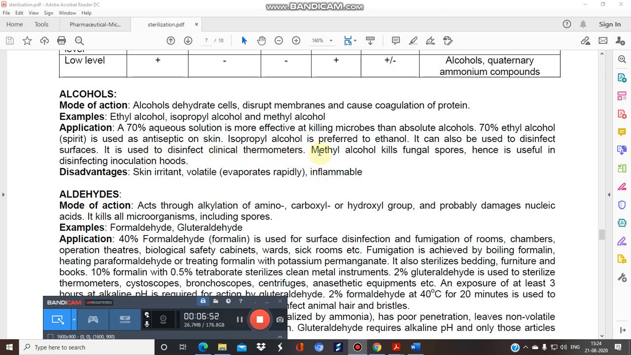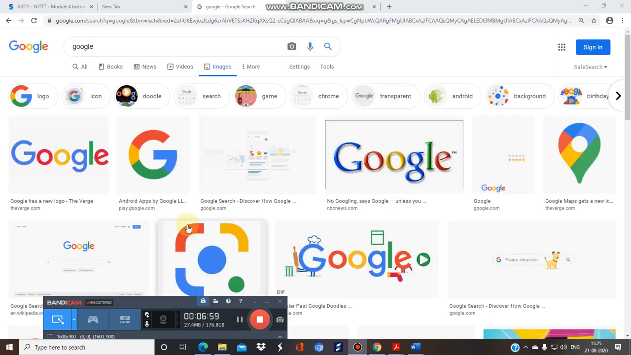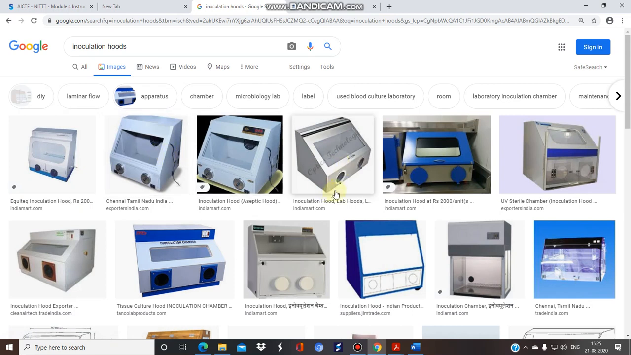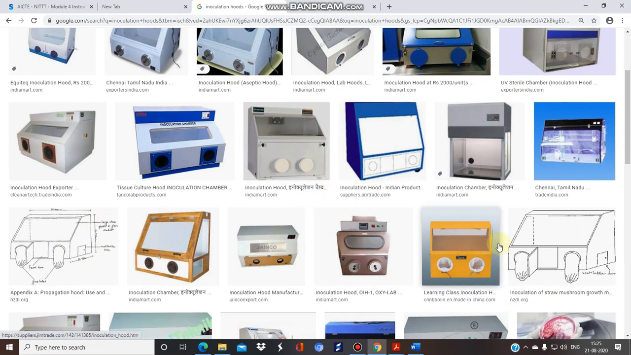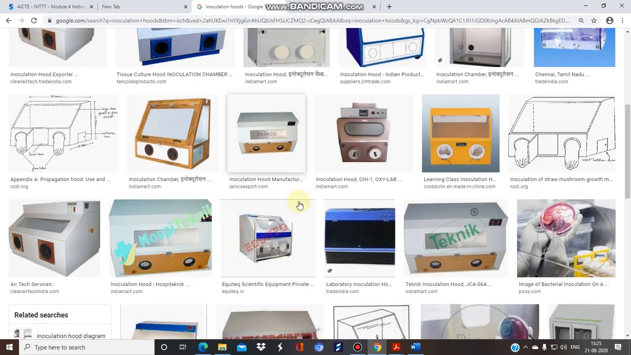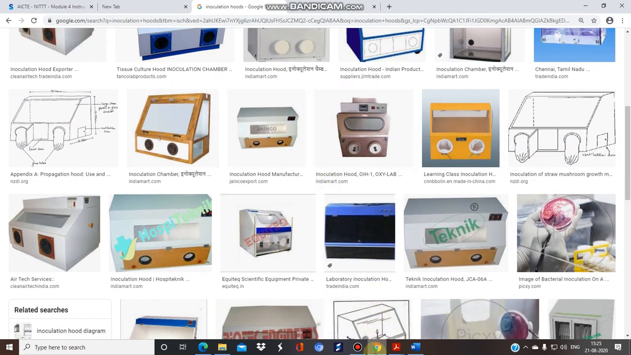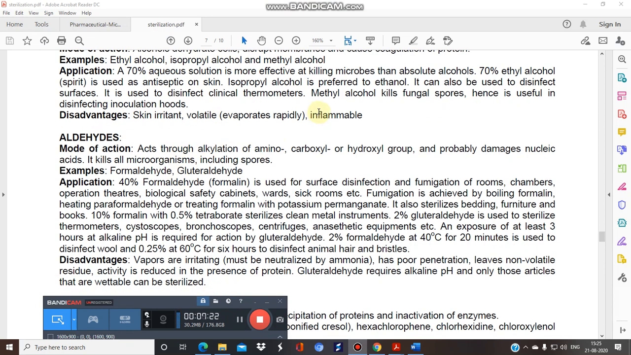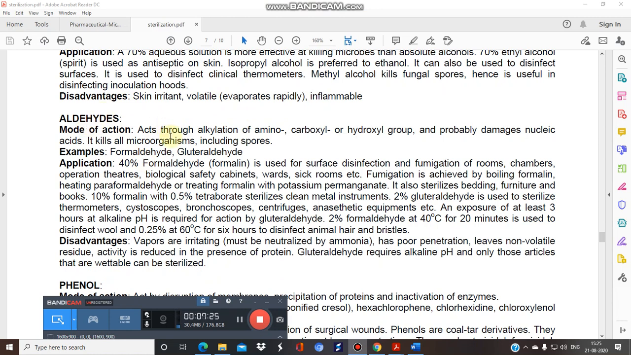It can be used to disinfect various surfaces and is also used to disinfect clinical thermometers. And methyl alcohol kills fungal spores, hence it is useful in disinfecting inoculation hoods also. I hope you remember this apparatus. This assembly is used to inoculate bacteria. If you have to sterilize it, the best method is methyl alcohol. It has disadvantages: it is a skin irritant, it volatilizes easily, and it is also inflammable.